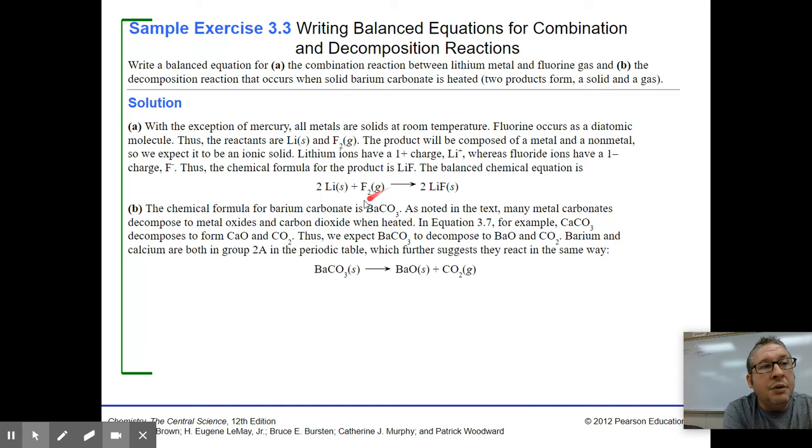Once you've got that, you then have to balance it. Okay, like we did in the first section, you have to write out everything on the reactant side, write out everything on the product side, and then start your balancing there.